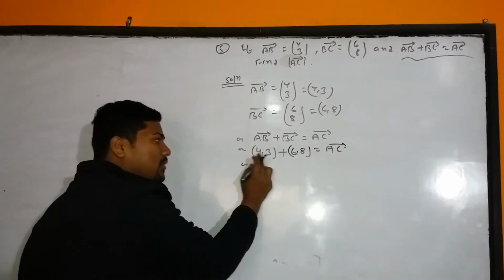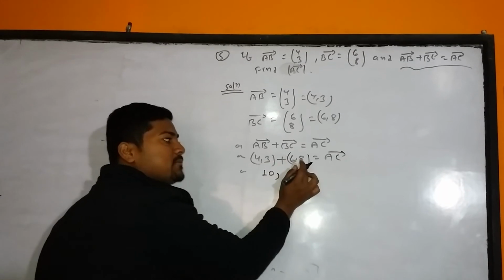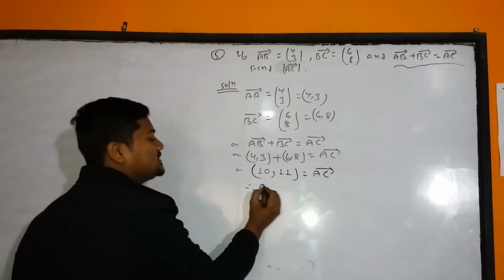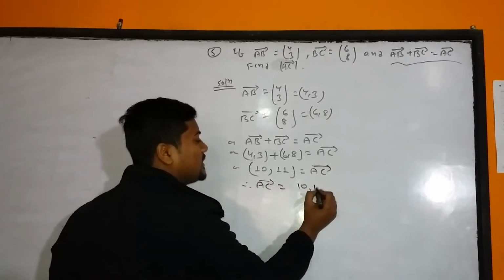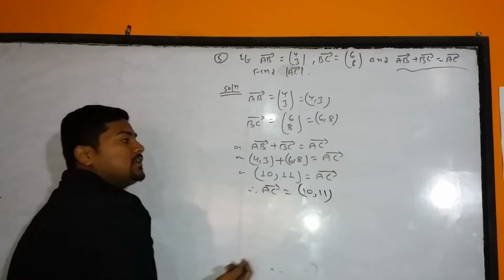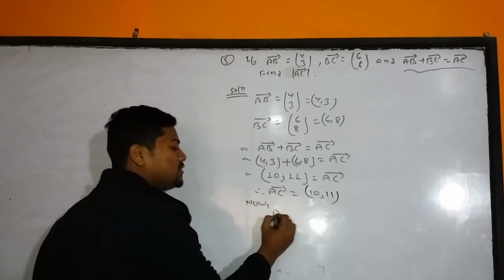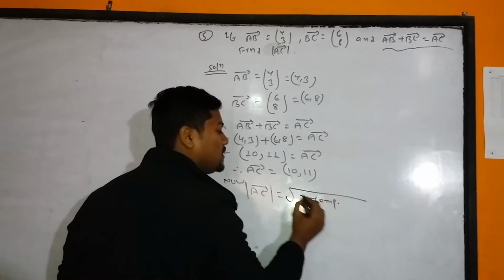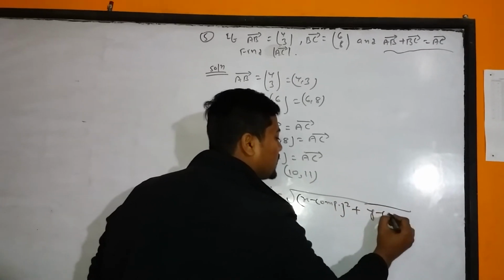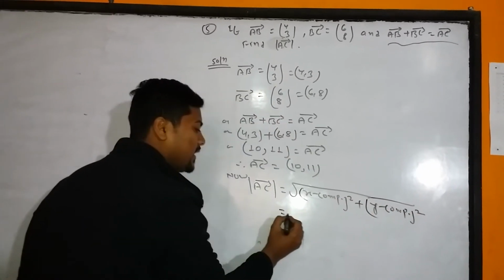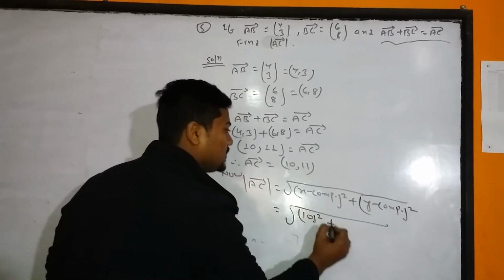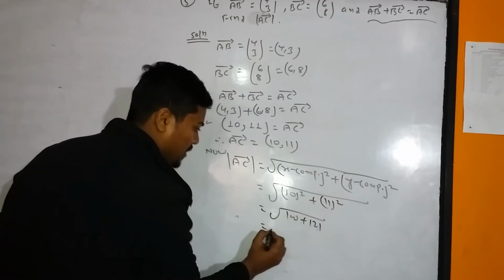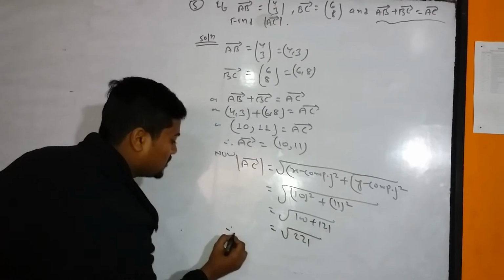So now 4 plus 6, what will come? 10. 3 plus 8, 11, is equals to AC vector. Therefore AC vector is 10 comma 11 we can write. Now the question is asking what? Magnitude of AC vector. So what is the formula? Root under x component whole square plus y component whole square. So now x component 10 square, y component 11 square, 100 plus 121, what will come? 221.